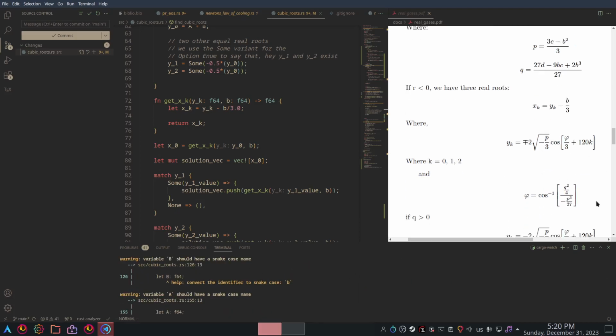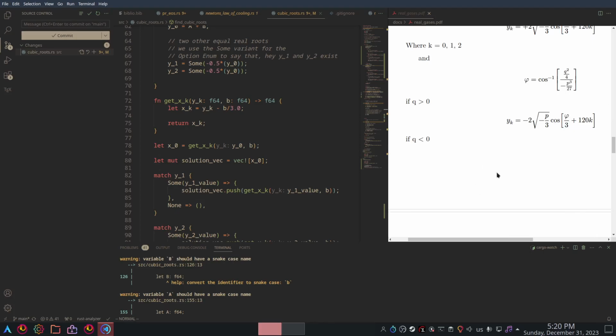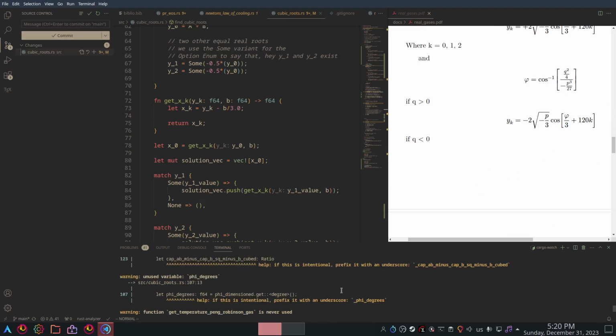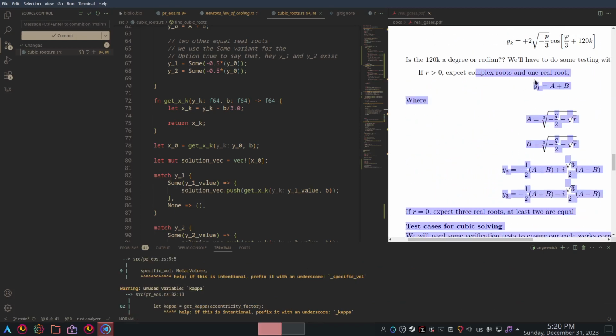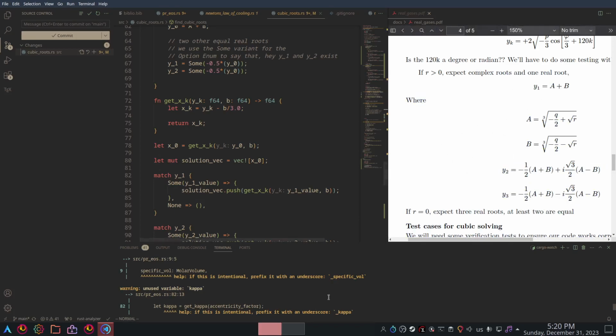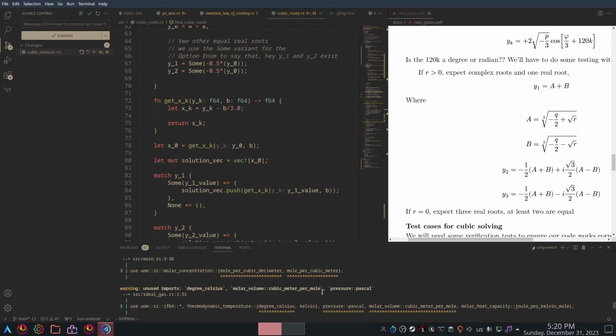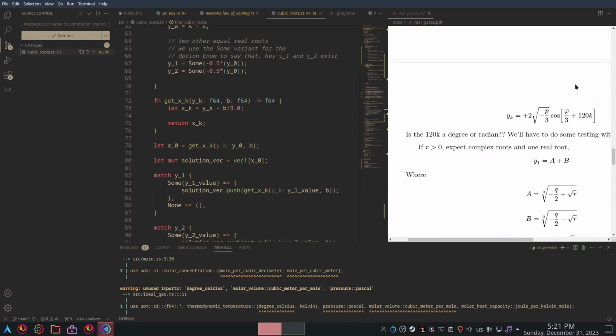Fits this yk. Actually gets yk for us, which is okay. But at least this formula here, this complex roots and one real root formula, seems to work. So that's at least half the code tested. So yeah, this is what we have to do during debugging. We have to sort of eliminate the possible causes of error.